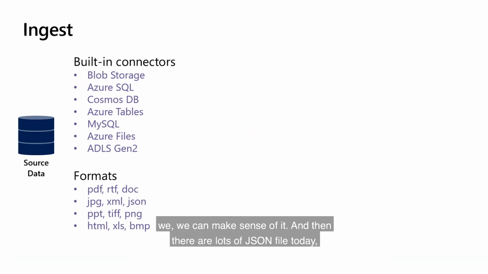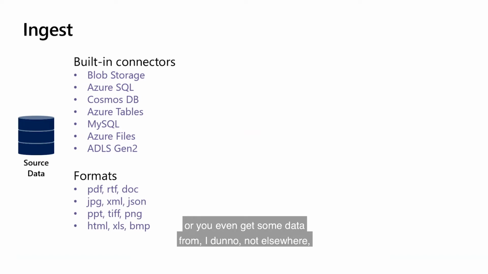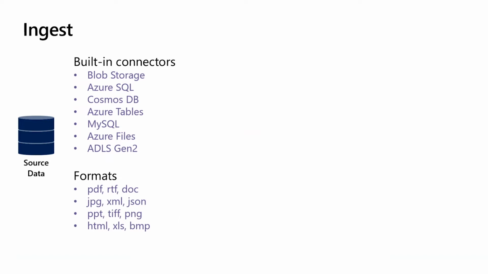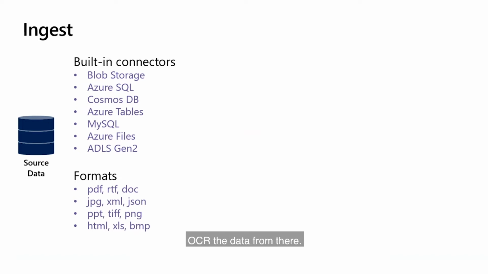We can make sense of it, and then there are lots of JSON files today, right? When you're calling some API, or you're working on some NoSQL, or you even get some data from elsewhere, you can have a JSON file. We can ingest the data from the JSON file as well. And then PDF, as I mentioned, PNG, JPG, BMP, those graphical formats are definitely supported as well. So you can OCR the data from there.